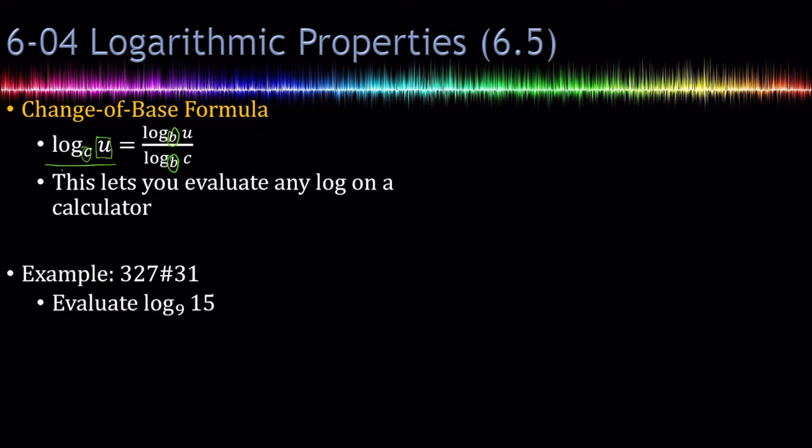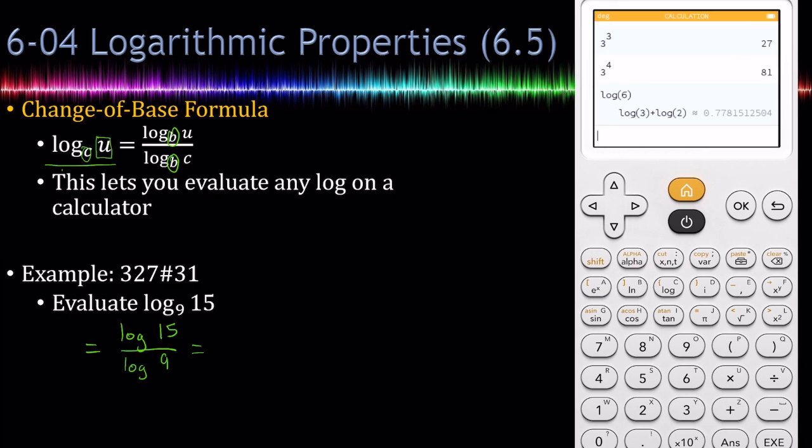Evaluate log base 9 of 15. So we could make that, well, we could use base 10. So it would be log of 15 over log of the base, and our base was 9. And so we could put that in our calculator. So we have log of 15 divided by log of 9. And you can see I get 1.232.